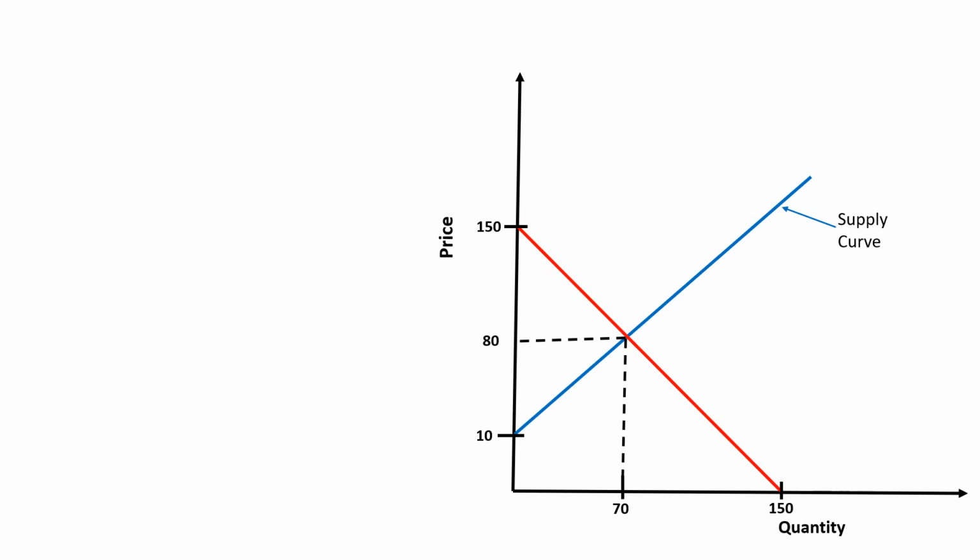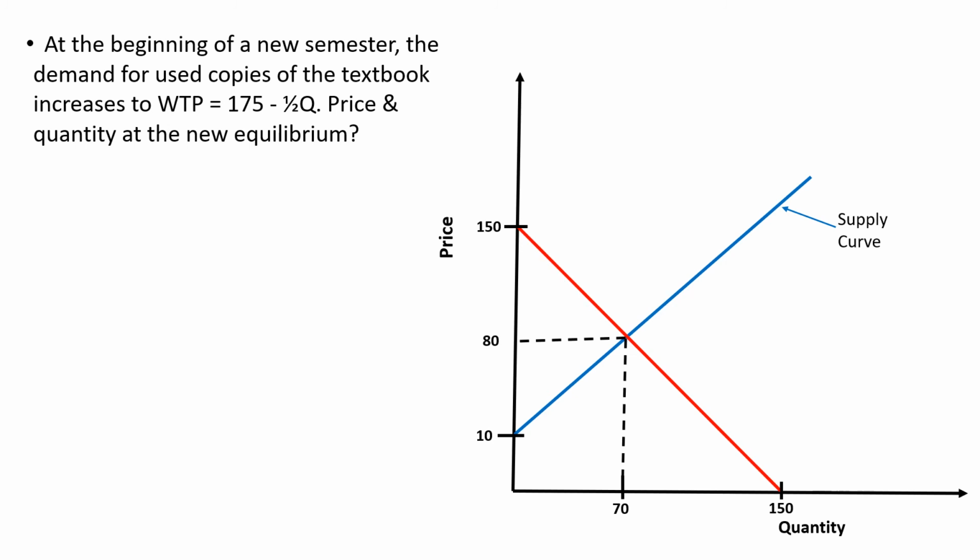Amending the problem that we had from the beginning just a little, suppose that at the beginning of a new semester, the demand for used copies of the textbook increases to WTP = 175 - 0.5Q. What would be the price and the quantity at the new equilibrium? The calculations that follow would be similar to what we've done before.